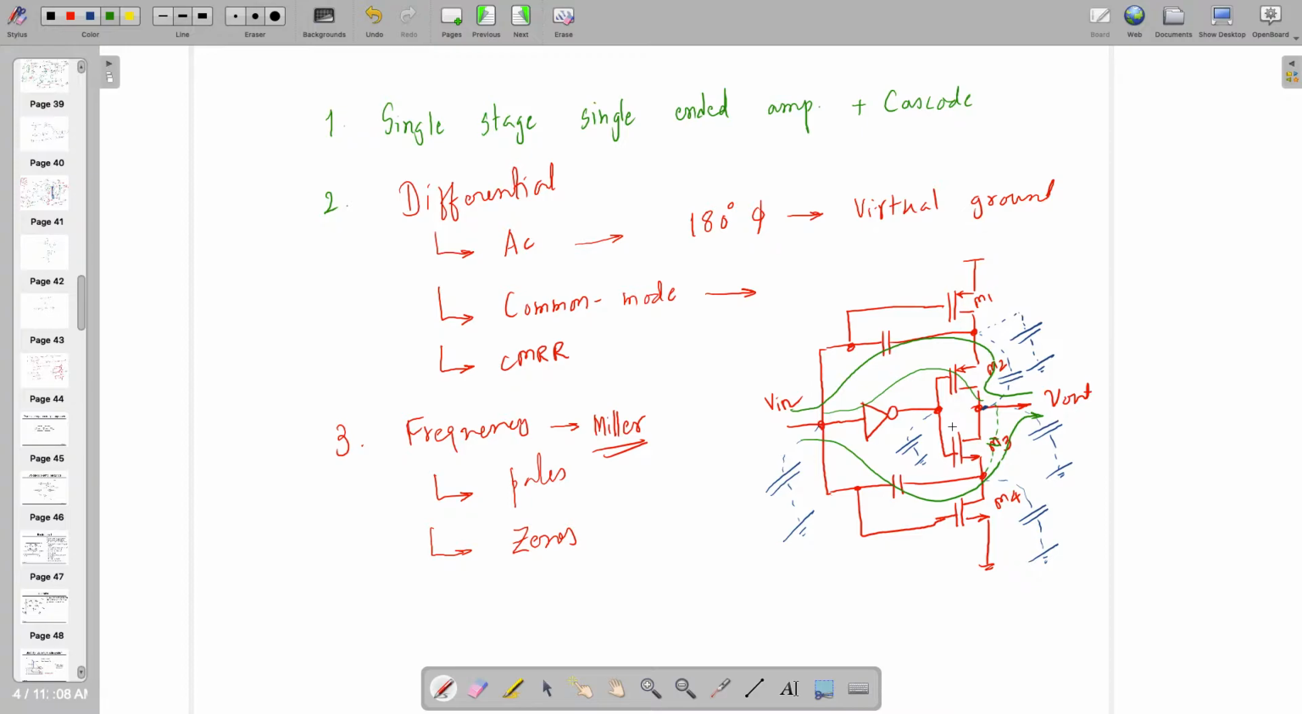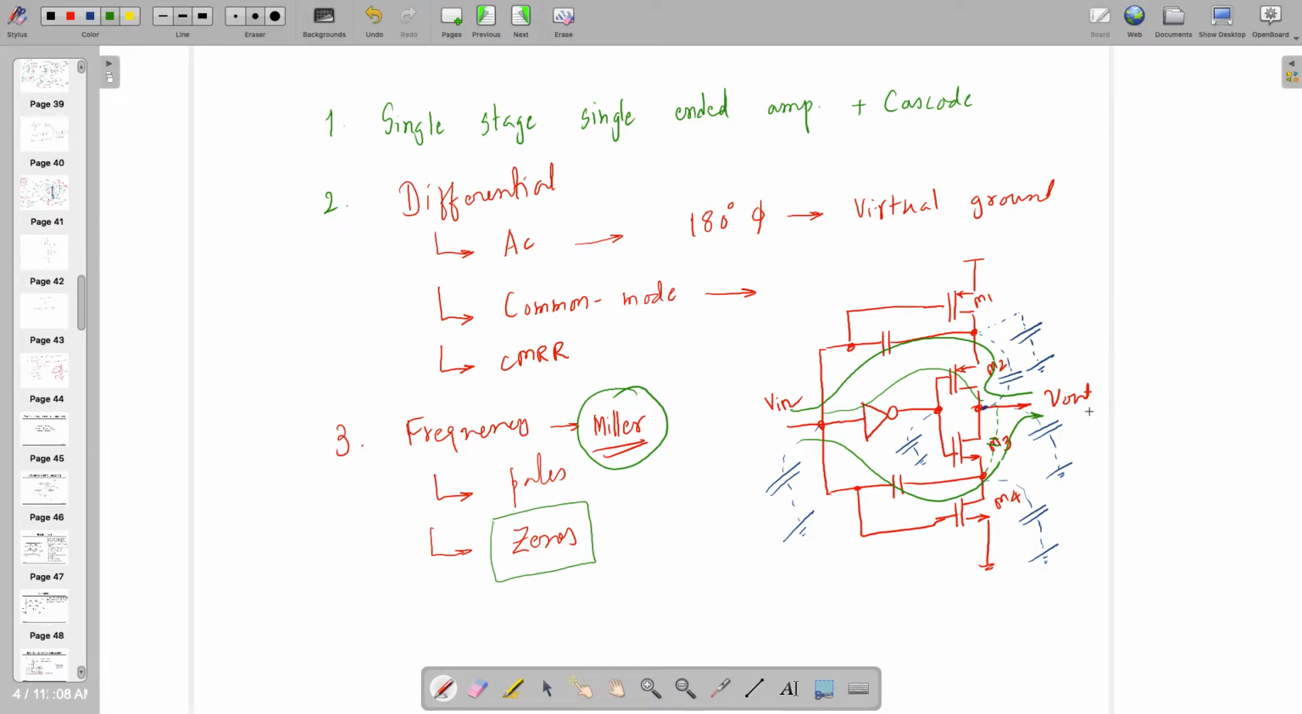That is what we learned, right? You just have to use Miller, find the capacitor, and using the capacitor you can find the effective resistance seen in parallel with the capacitor, right? That will give you the RC time constant, and then 1 by the RC time constant is the pole in radians per second, and zeros depend on how much transmission you are giving from Vin to Vout.